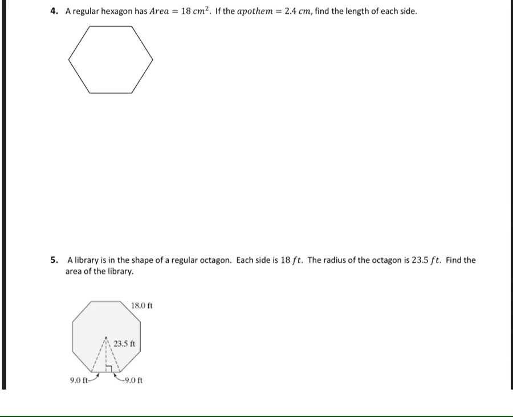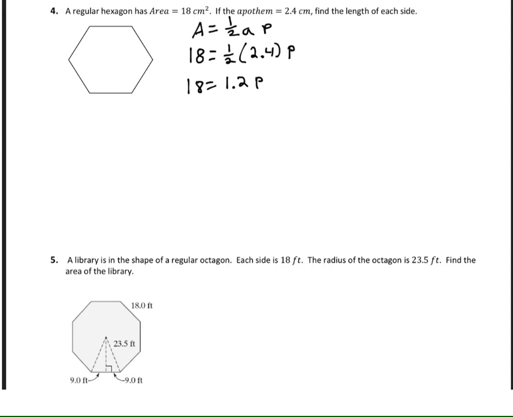I know the area of a regular polygon is 1/2 the apothem times the perimeter. So I'm going to plug in everything I know, solve for what's missing, and then use something else to find the missing side. I already know A, the area, which is 18 centimeters squared. Then 1/2, and the apothem, which is 2.4 centimeters. I'm going to leave P as P because that's what I'm solving for. On the right side, 1/2 of 2.4 gives me 1.2 times P.